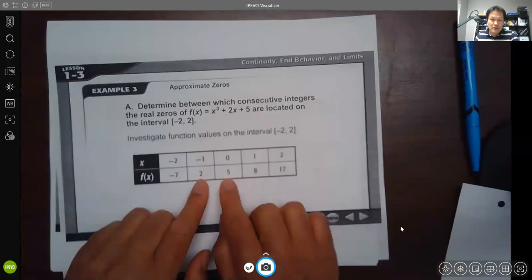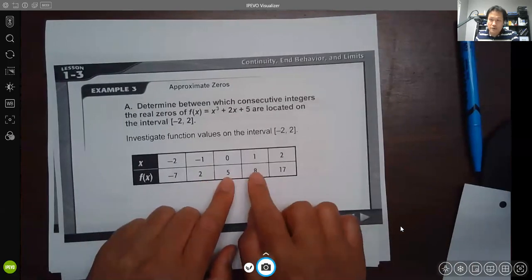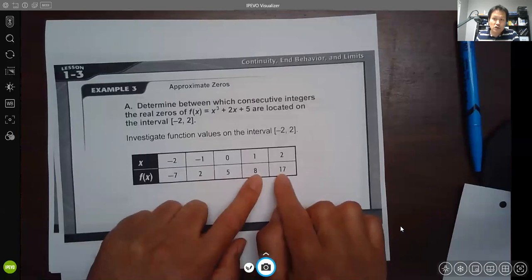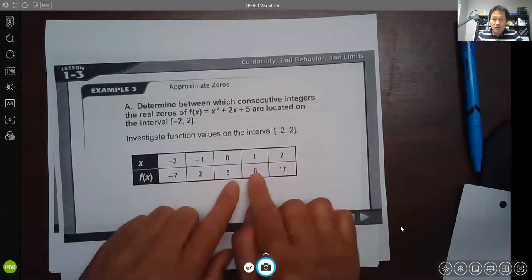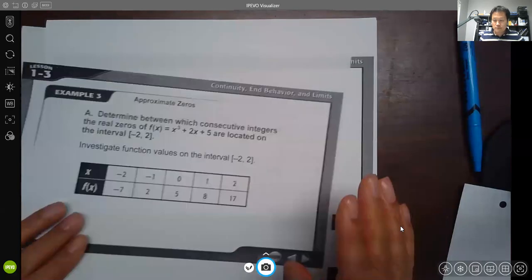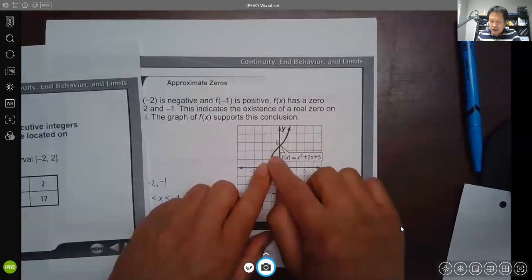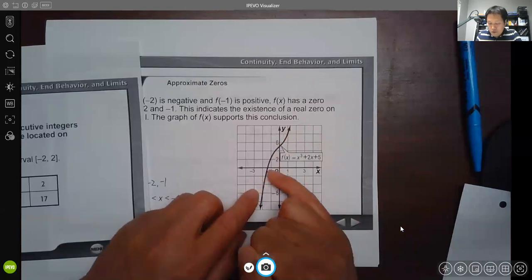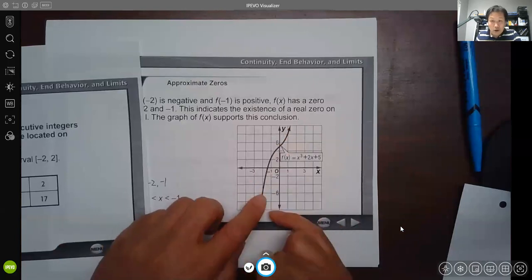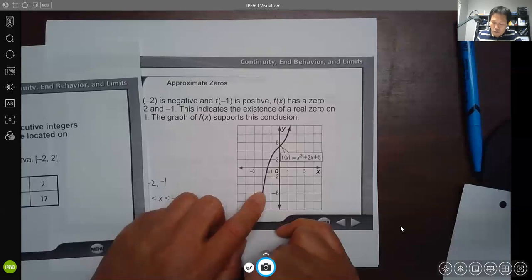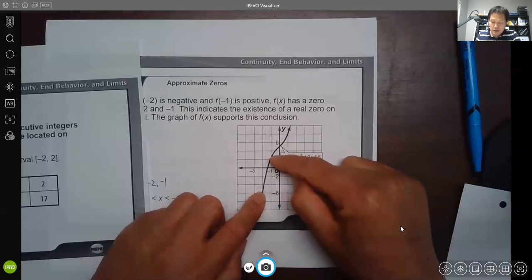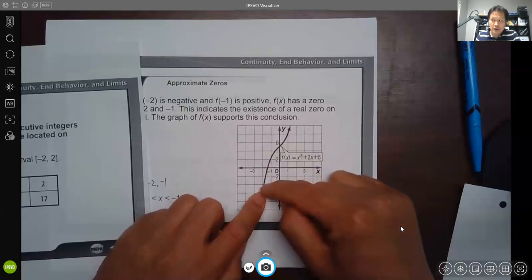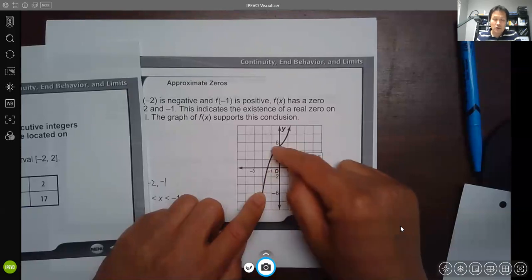The y value goes positive to positive, and that didn't change. If the sign didn't change, everything is okay. It's positive, positive, everything is on one side. But if you look at the -2 here, the y value was negative, and the next y value was positive. That means there's gotta be an x-intercept between these x values. That's all they are saying.